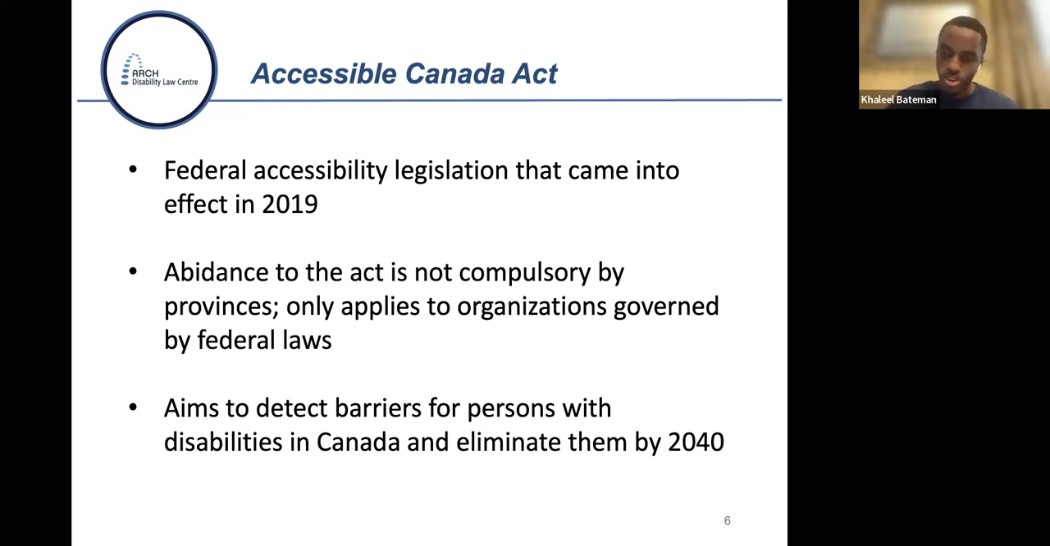The act was born with the goal to detect, prevent, eliminate all barriers that persons with disabilities face by the year 2040, giving it just past 20 years for the act to really make its impact. This deadline is important as it gives the agencies which the act governs a timeline to follow to ensure that there's actual progress made in eliminating these barriers. Enlisted in the act are regulations and even smaller deadlines that work towards this large one.